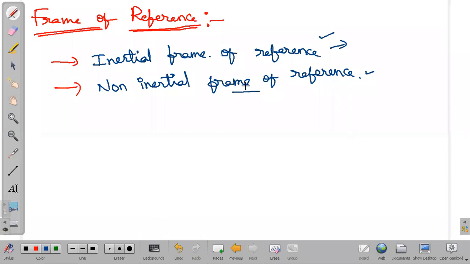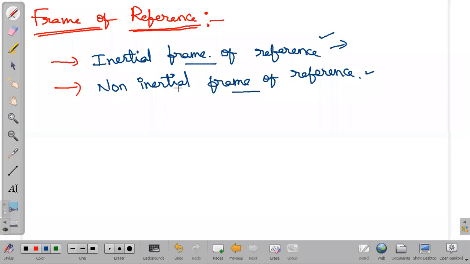So that is about the non-inertial frame of reference and inertial frame of reference in brief. Inertial frame means what? Wherever we are observing from, if the observer is at rest or in uniform motion, that frame can be taken as an inertial frame of reference, right? So Newton's laws can be applied there. This we will come across.